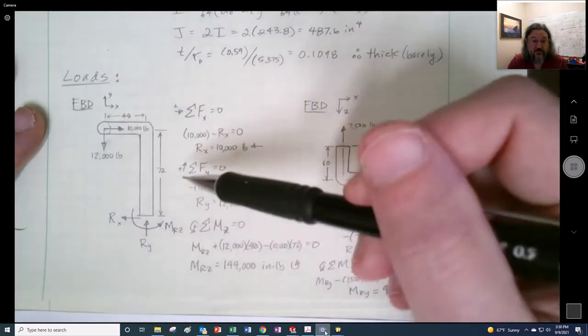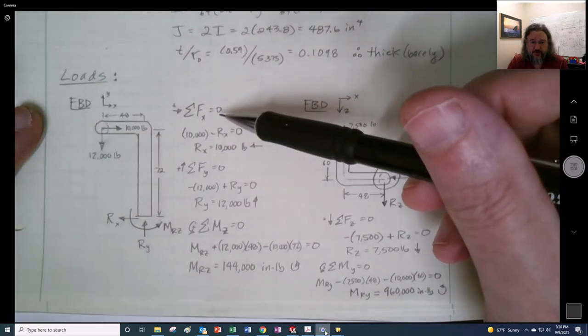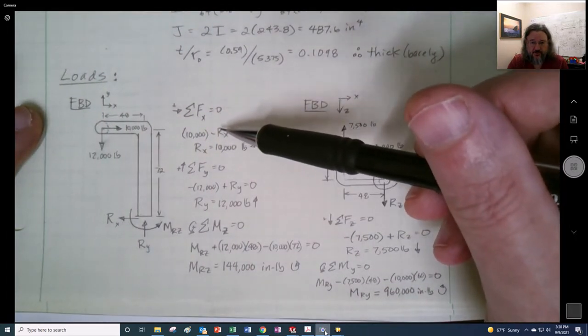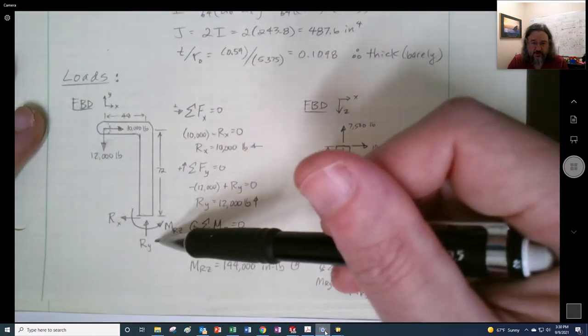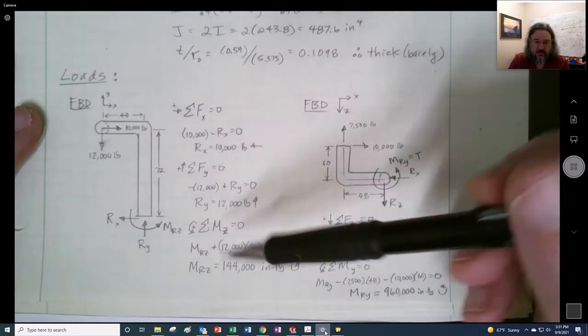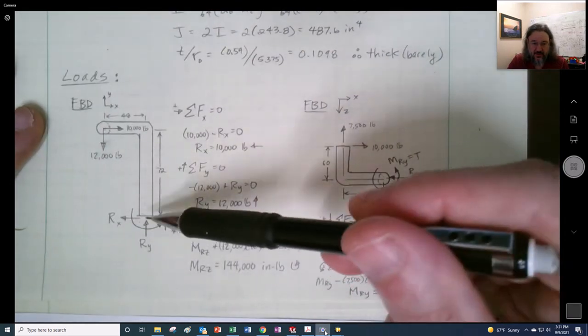We put the loads in. Make sure you fully label this all the way and go through the routine, summing forces so you can get the reaction in the X direction, get the reaction in the Y direction, and then get the sum of the moments about the Z axis, coming out of the page.